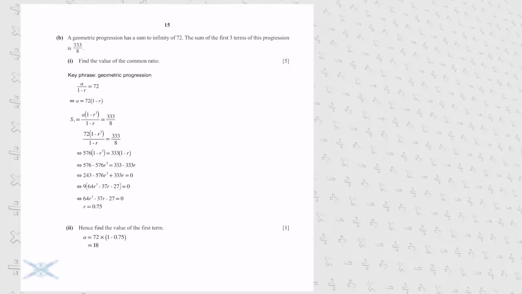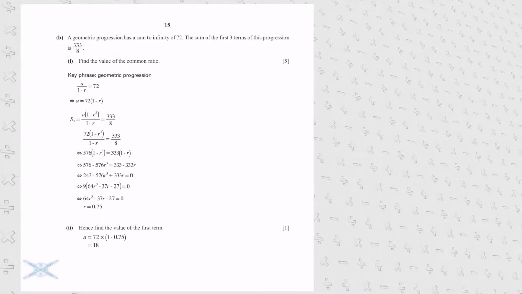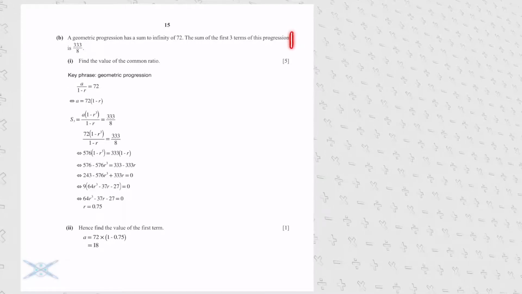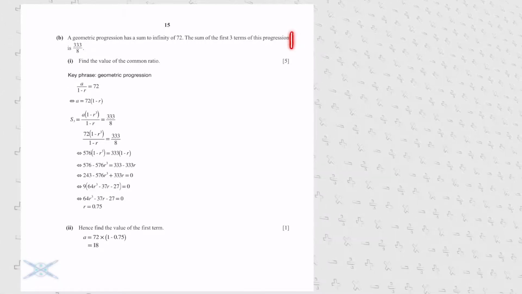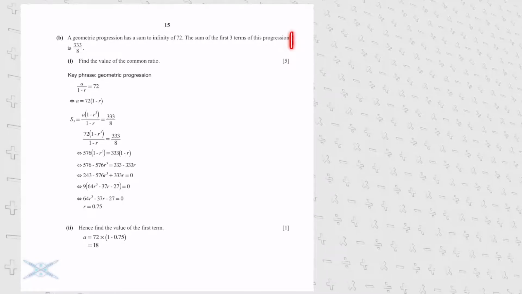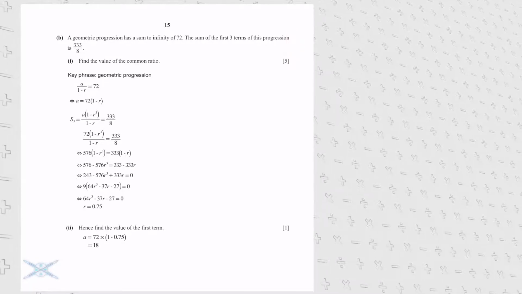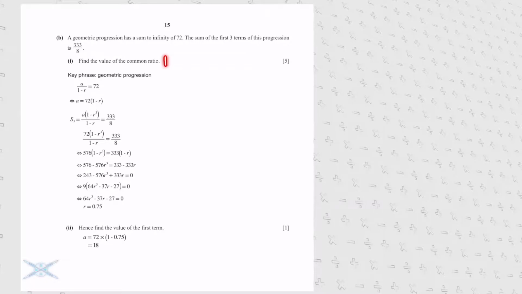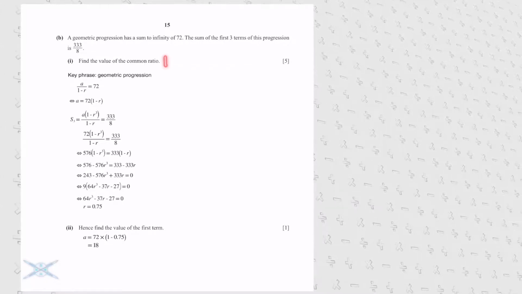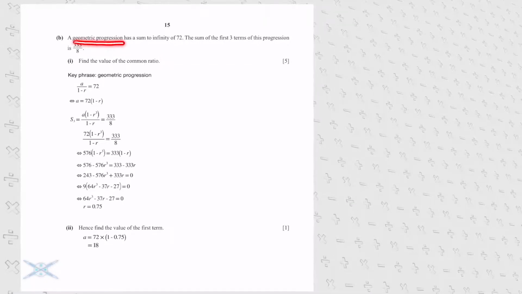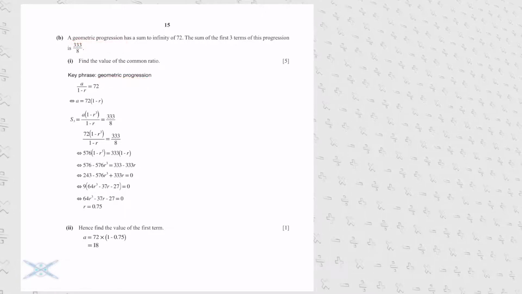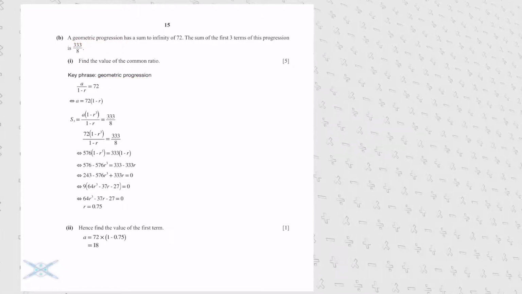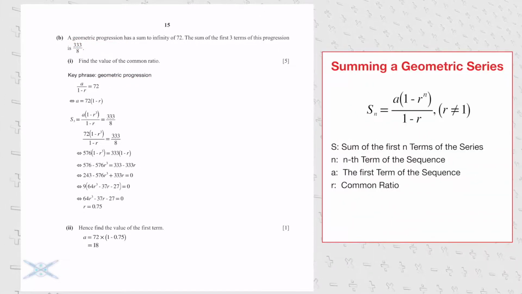Coming to part B of exercise 10, a geometric progression has a sum to infinity of 72. The sum of the first 3 terms of this progression is 333 over 8. Part 1, we are supposed to find the value of the common ratio. The key phrase of this exercise is geometric progression. And to your right, you will be provided with the sum rule for geometric progressions.